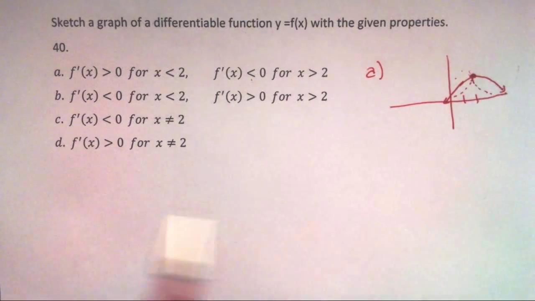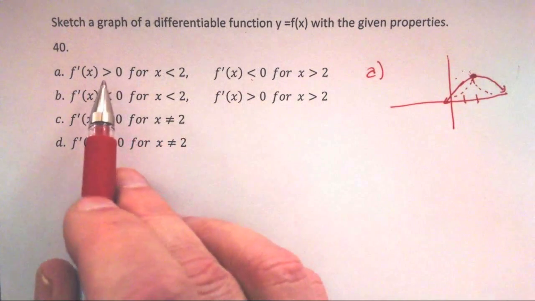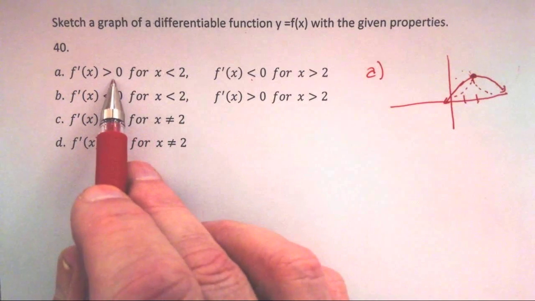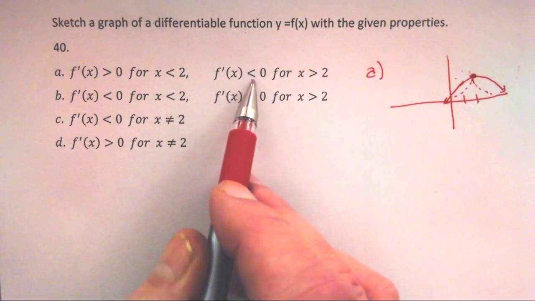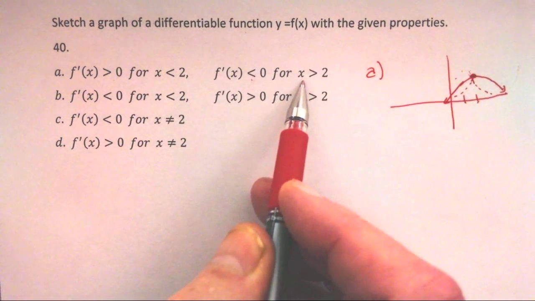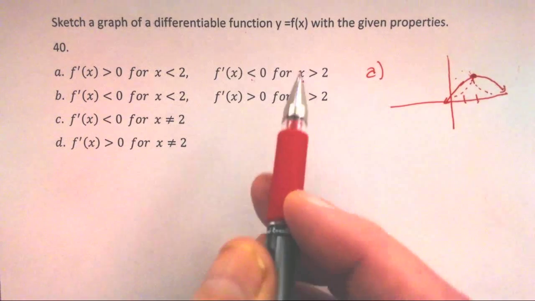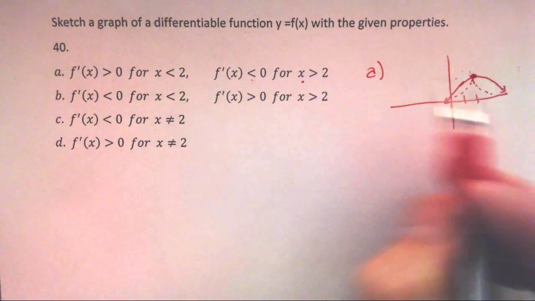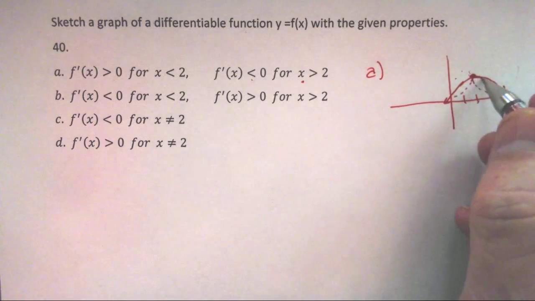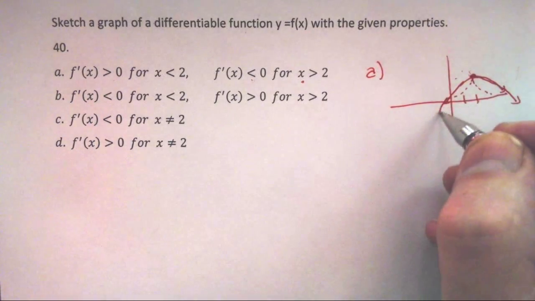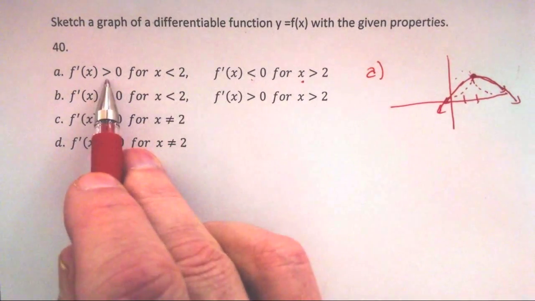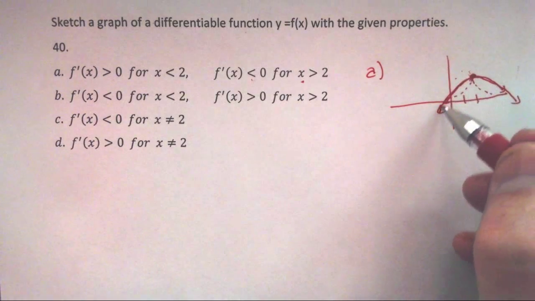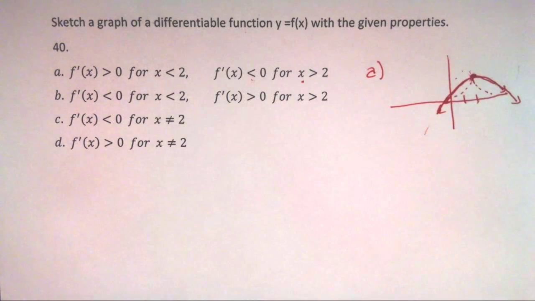Or could I? Once again, slow down. To the right of 2, I need my slope to be negative, and that would mean at all times. So I've got to be coming down forever. And to the left of 2, my slope has to be positive. I've got to be coming down here to keep my slope positive.